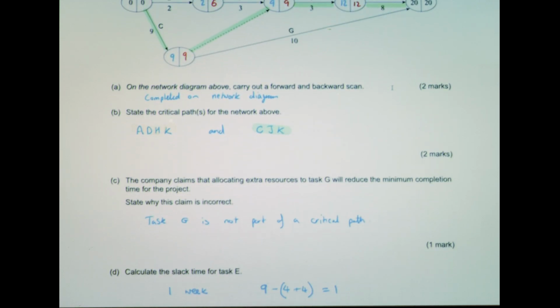Part C goes on to ask about allocating extra resources to task G. Now, as we can see from the diagram, task G isn't on any of the critical paths. So all we're looking for there is that it's not worthwhile adding extra resources to that because it's not on the critical path. It's not going to reduce any time. So any answer like that, not being part of the critical path, was going to be fine.